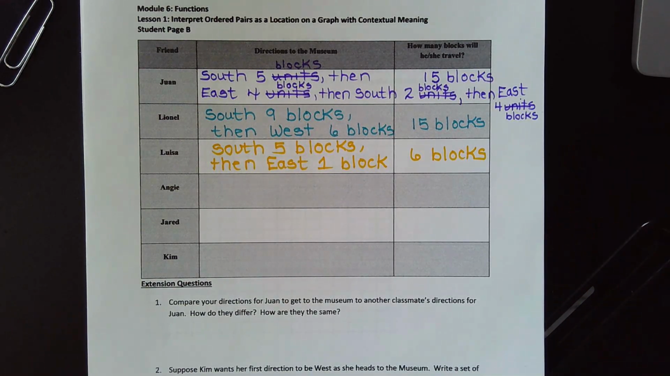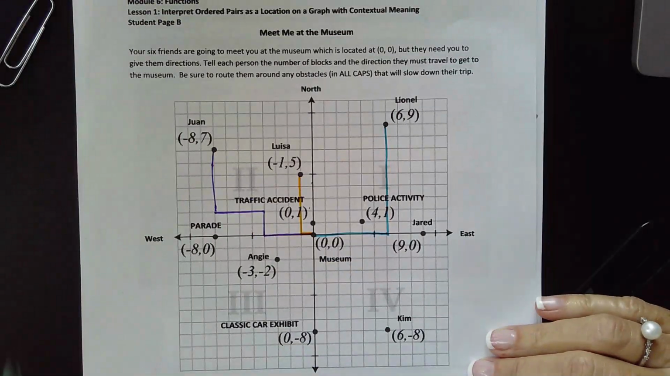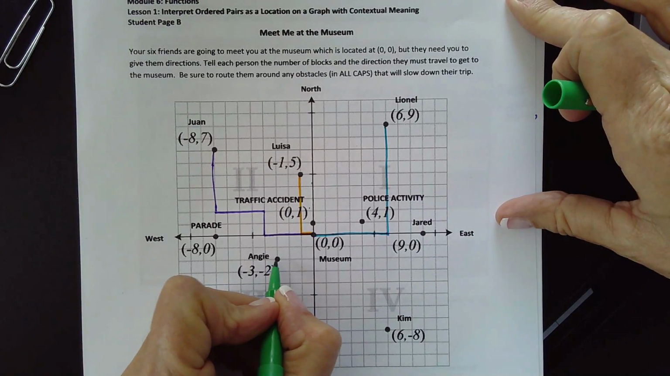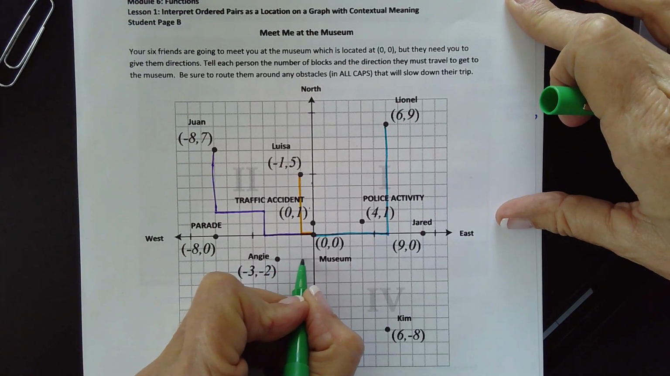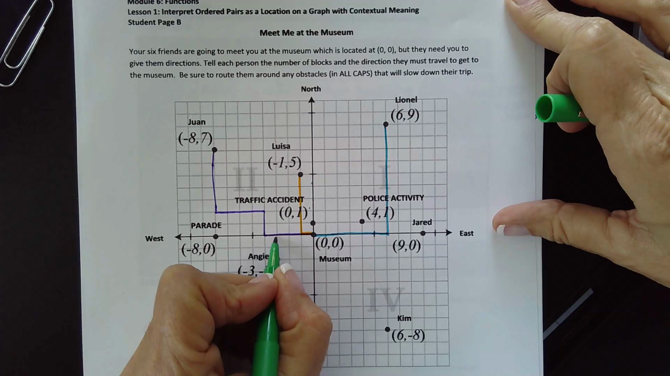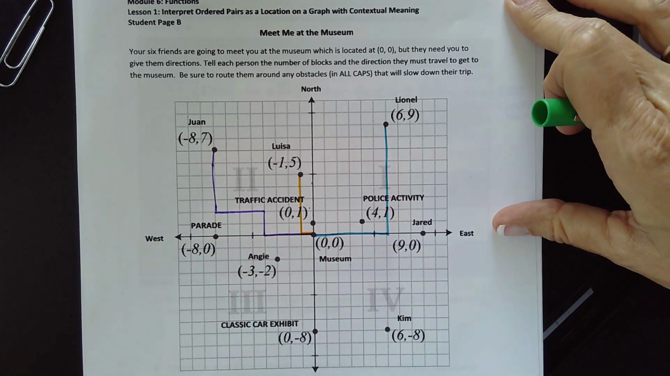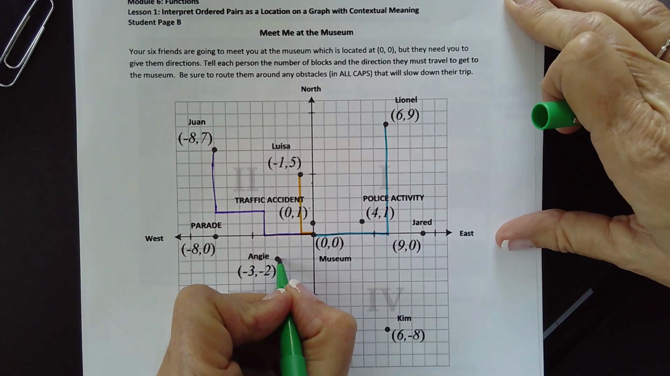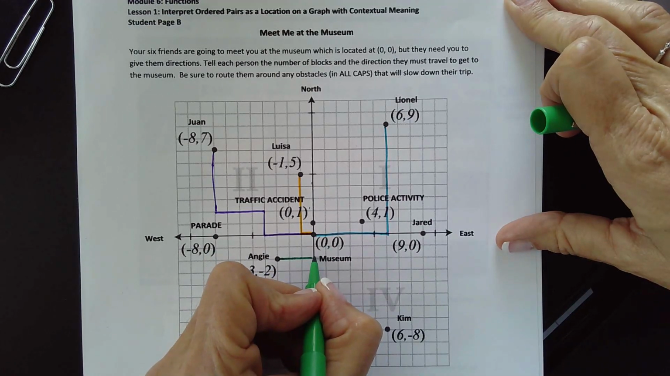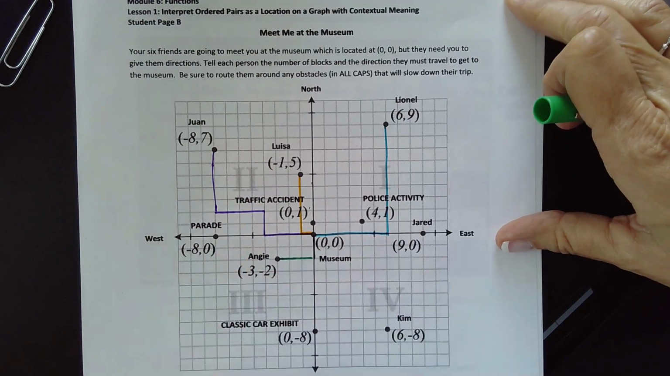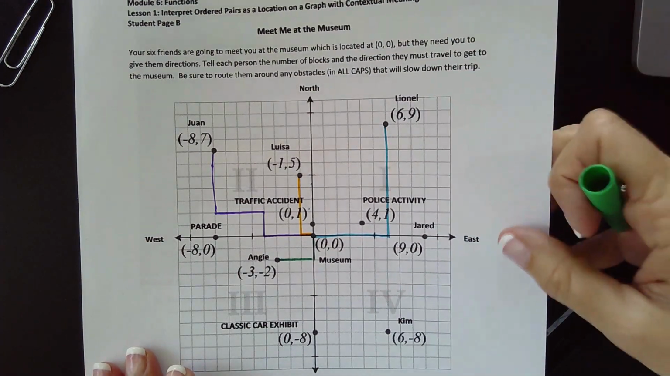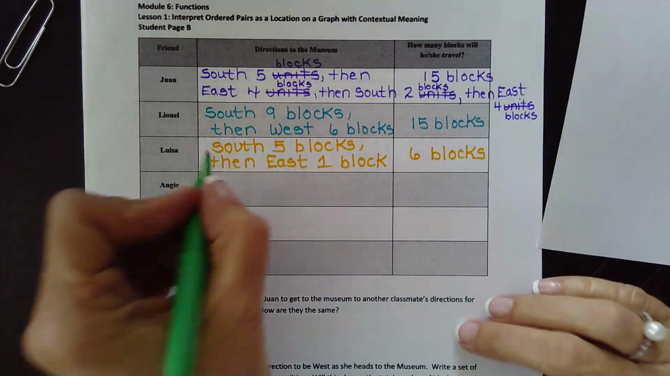Okay, next we have Angie. So Angie is where? Right here. Oh, good. She has a straight shot too. So we can either go east 3 and north 2, or we can do north 2 and east 3. Either one. She doesn't run into anything. So let's just do this one. So east 3 units and north 2 units.